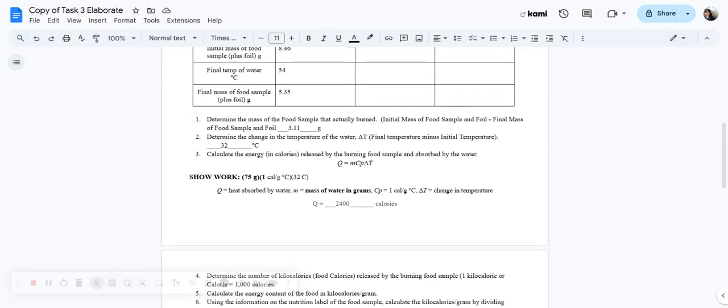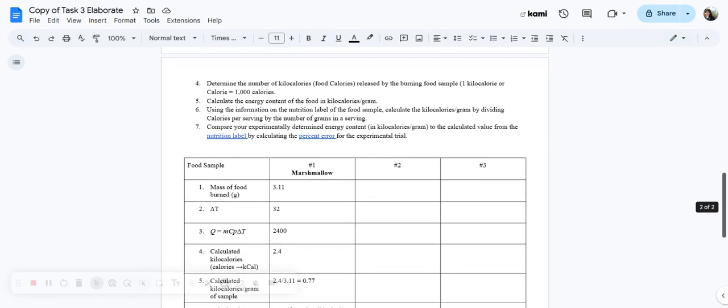So we use the equation Q equals MC delta T. When I calculate this, my mass of my water that I'm going to use is 75 grams. And then the specific heat of water is 1 calorie per gram degree Celsius. And this is times 32 degrees Celsius because that was my temperature difference. When I do that calculation, I get 2,400 calories.